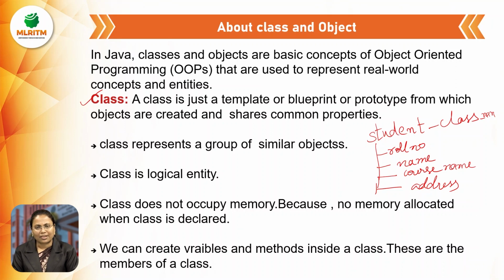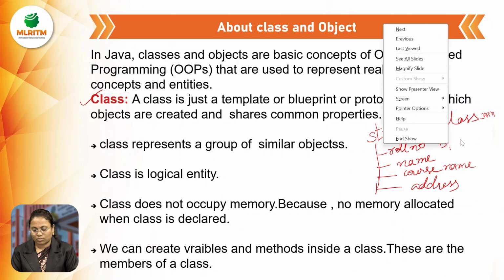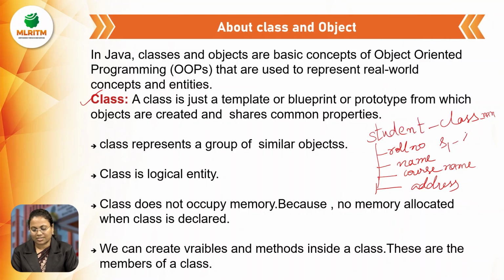If you take every individual student, if you have 100 students or 60 students in the class, student 1 to student 60, every student should have all these properties. So these all are the common properties which are shared by a single class, right? Next, whenever we declare a class, we cannot allocate memory. Whenever a class is declared, memory is not allocated.